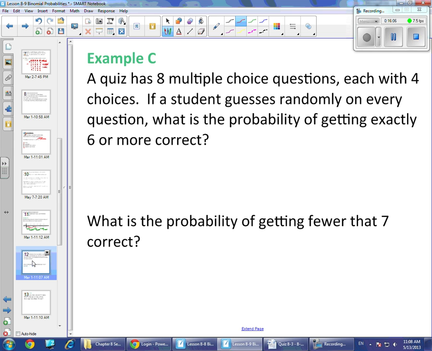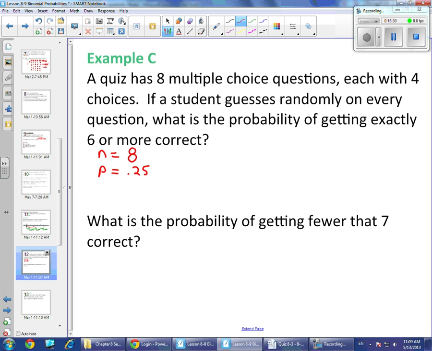Just like we talked about the properties of a binomial experiment, I'm going to have you list them out. How many trials are there? Well, if it's an 8-question quiz, there's 8 trials. What's your probability of success? Well, if you are randomly guessing on a question that has 4 choices, your probability of success is going to be 0.25.